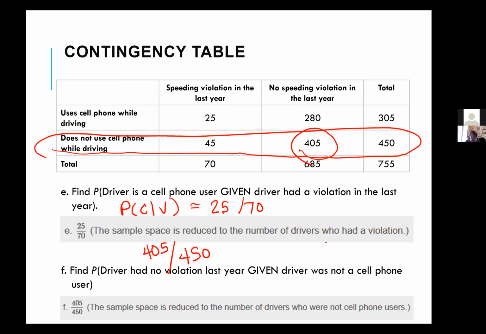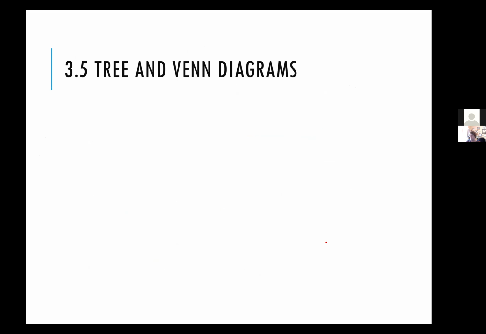I think that's going to be a good place to stop. That is a good place to stop, because the next topic is the last topic in this chapter, tree and Venn diagrams. And we will pick that up in class.